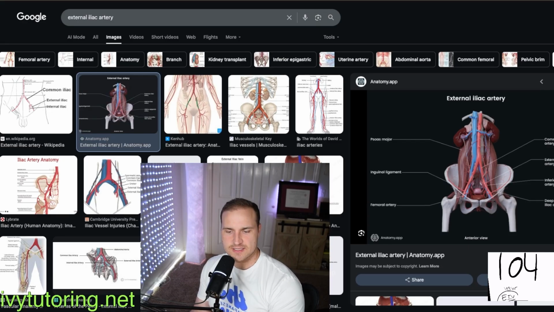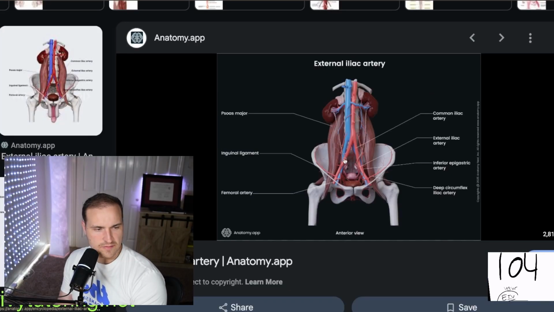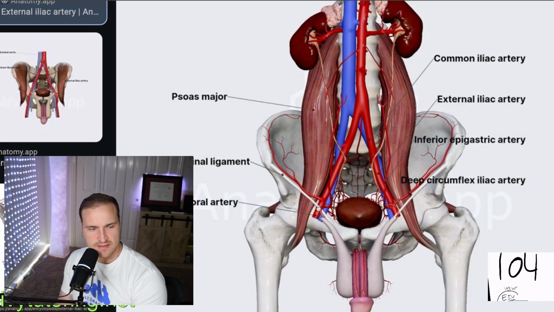All right, so in this next question, we need to know about the external iliac artery. There's the psoas major, there's our femoral artery, common iliac, external, inferior epigastric, and the deep circumflex iliac artery. There's this inguinal ligament here. And there are a couple of things.